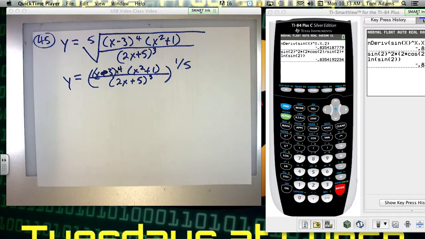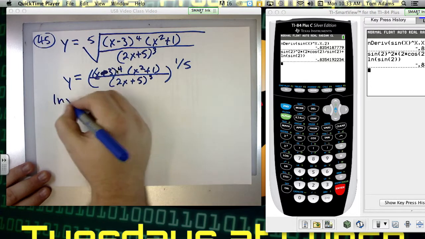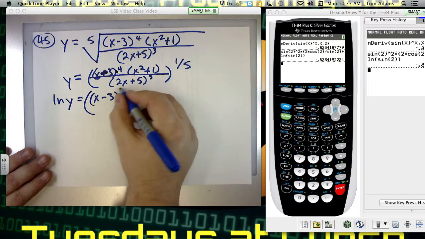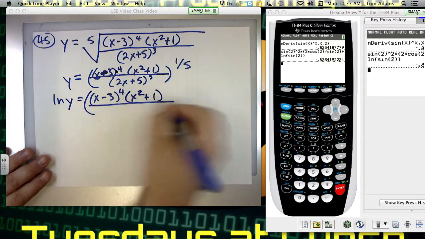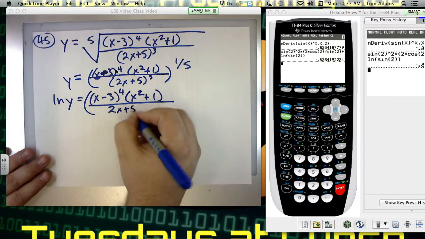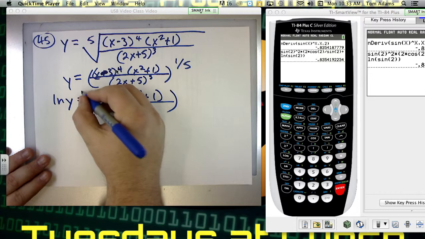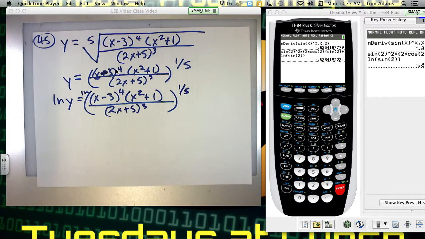But this is on logs, so what we're going to do is say the natural log of y is equal to all this stuff, (x minus 3) raised to the fourth times the quantity x squared plus 1 all over (2x plus 5) raised to the third power. And we're going to take the natural log of that, and that whole thing's raised to the 1/5.